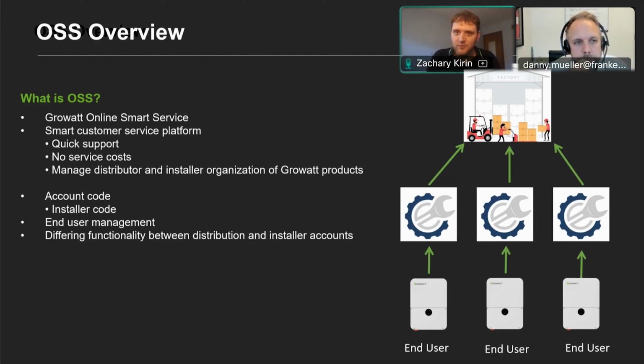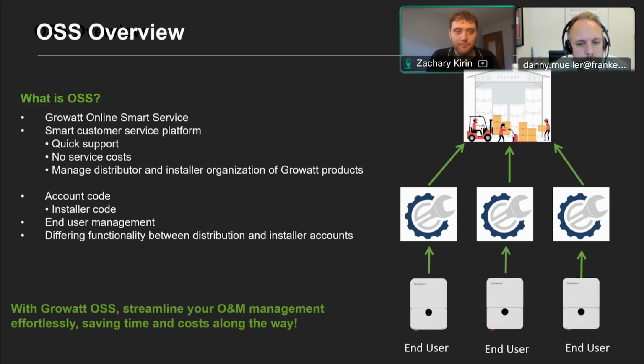With the Growatt OSS, we're able to streamline the O&M management effortlessly and save some time and costs along the way. What's most important about charts like these is everyone will have a separate account number. This is something that they use to log into the platform. The installers will have their own level of account. Distributors will have their own level. And then with OSS, the end users will not have access to OSS. They will have access to the Shine tools and the Shine phone portals. Those are the end user applications.